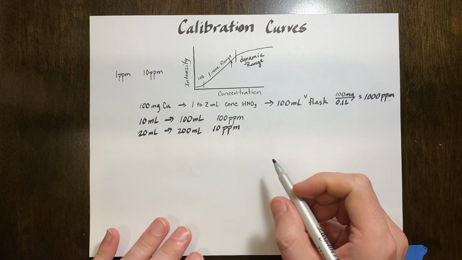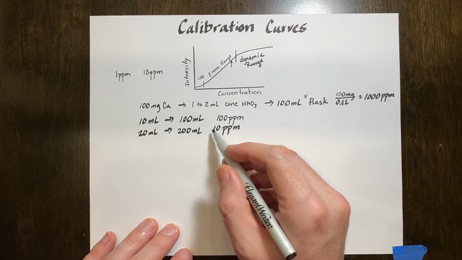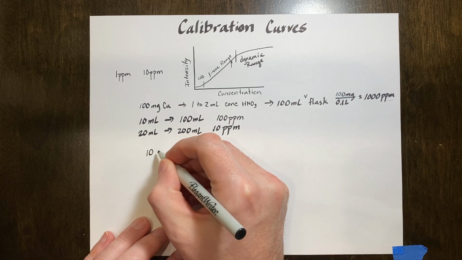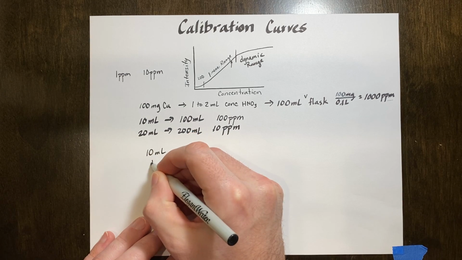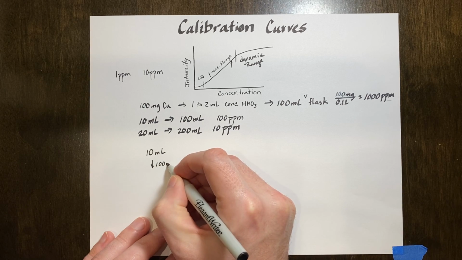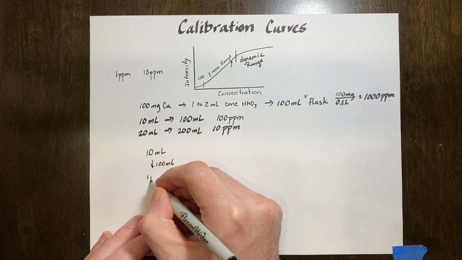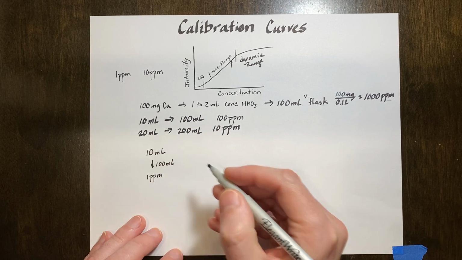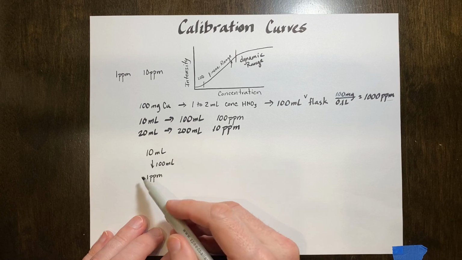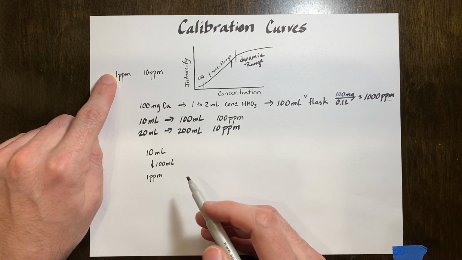So next, here's what I'm going to do. I'm going to take 10 milliliters of this solution, and I'm going to dilute that into 100 milliliters, and that will make 1 part per million. And I'll have that, and now I have my 1 part per million standard.